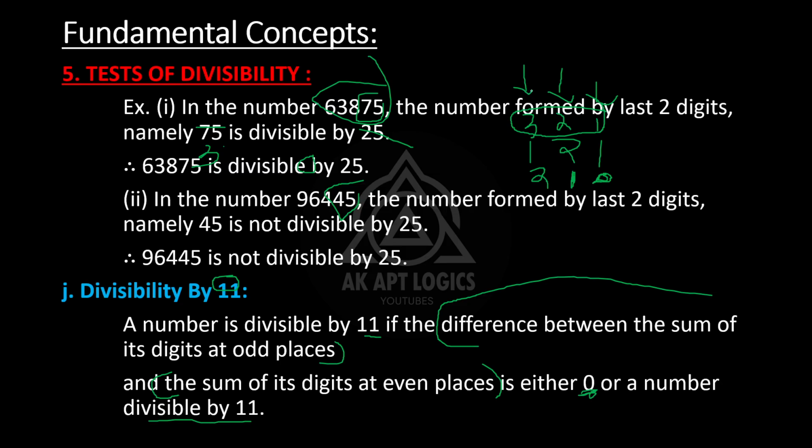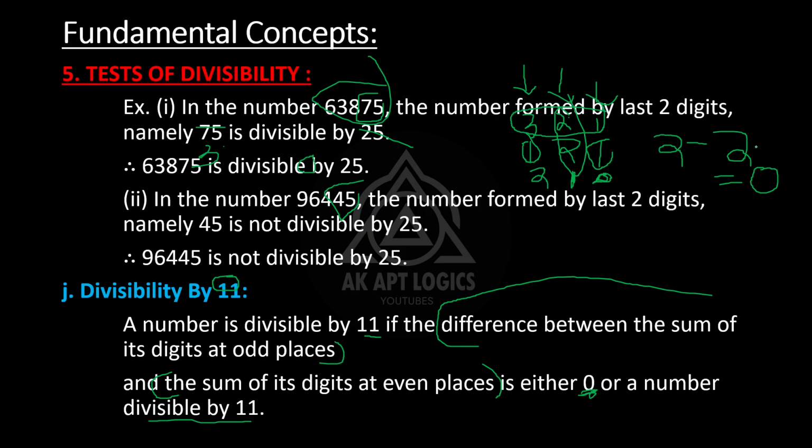So we are going to add the odd places and the even places. Here the odd places are 3 and 1. In the 3 we have 1, in the 1 we have 1, which means 1 plus 1 is equal to 2. In the even place, we have only one even place, which is 2. In the two's place we have 2, right? So if we subtract both of them, the result is 0, right?